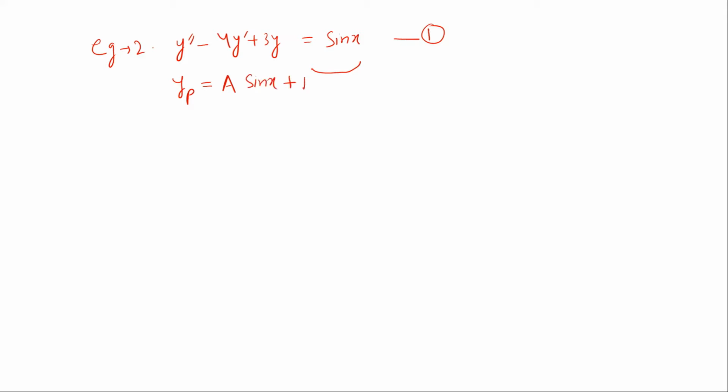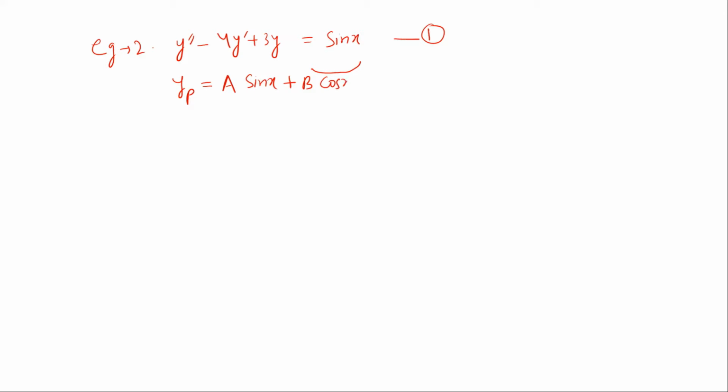So we can see example 2, y double prime minus 4y prime plus 3y equals sine of x. This is equation 1. The right hand side is the function sine x, so we take the trial function yp equals a sine x plus b cos x.